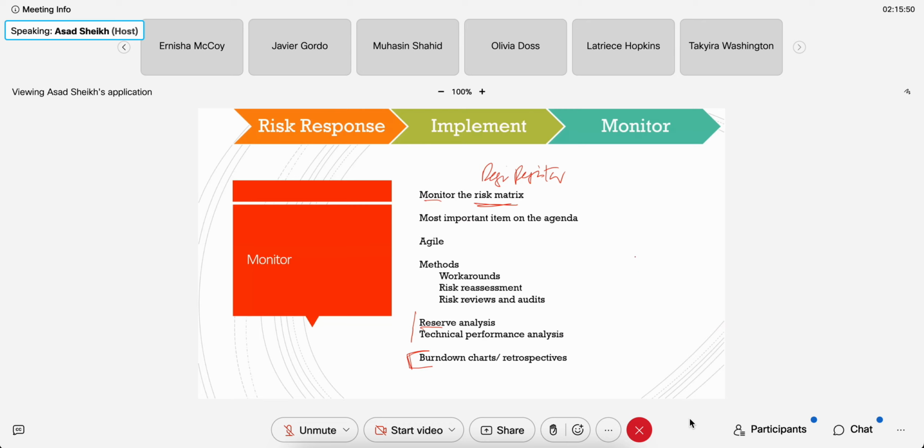Reserve analysis. So you have reserves, right? This is your budget, and you have two types of contingencies. You have one contingency that is a reserve. The other one is called the management reserve. One is a contingency and one is a management reserve. Now, the management reserve is really not part of your budget. The contingency reserve is.